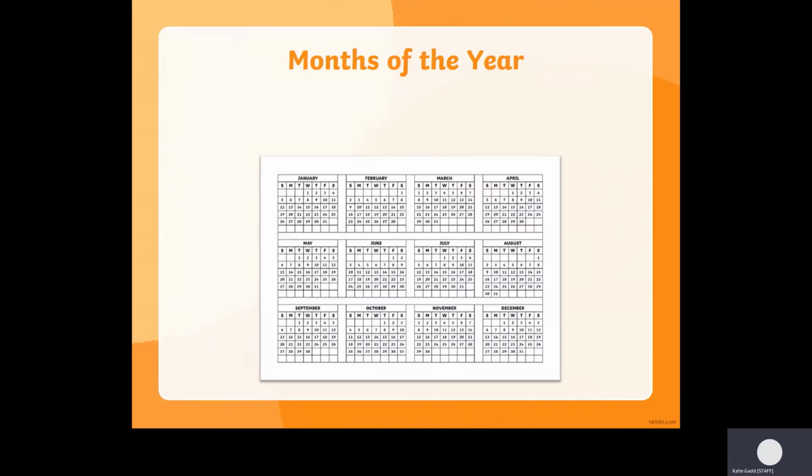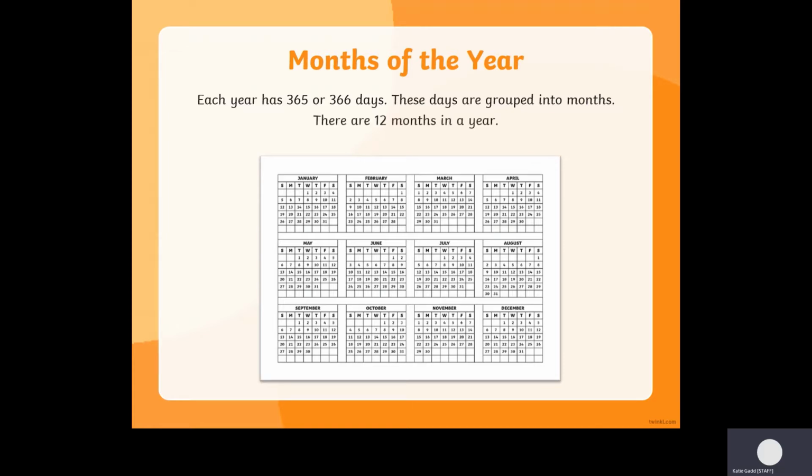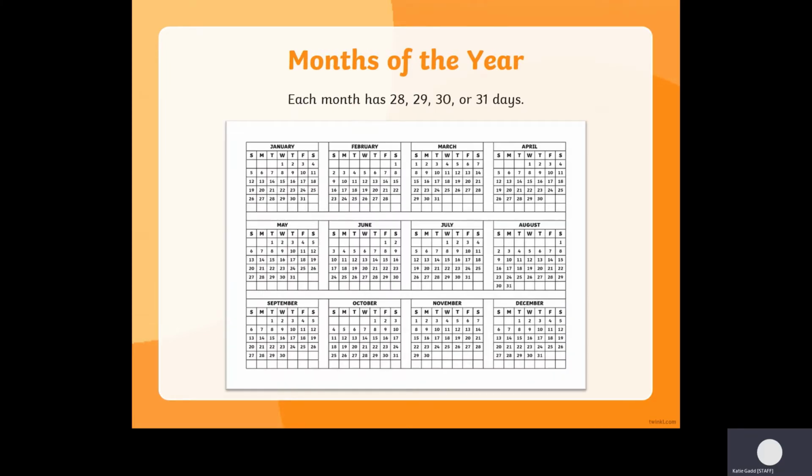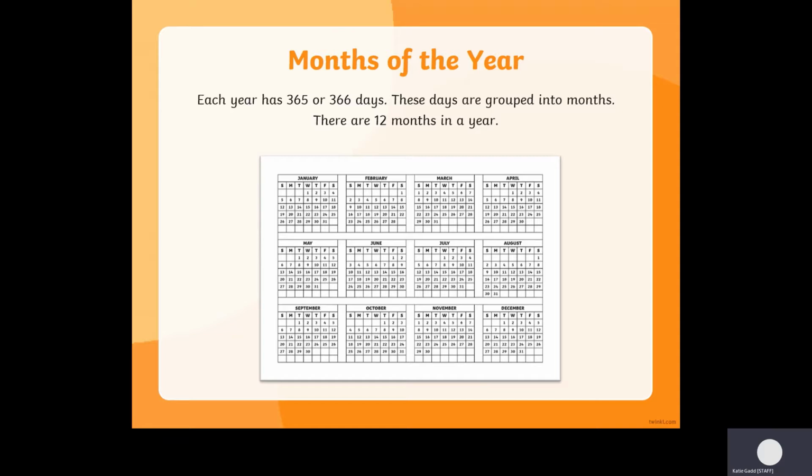So, months of the year. Here is a calendar for you to look at, which shows you the different months in the year. So each year has 365 or 366 days, and these are grouped into months. There are 12 months in a year, and they are January, February, March, April, May, June, July, August, September, October, November, December. Which month are we in? We are in March.